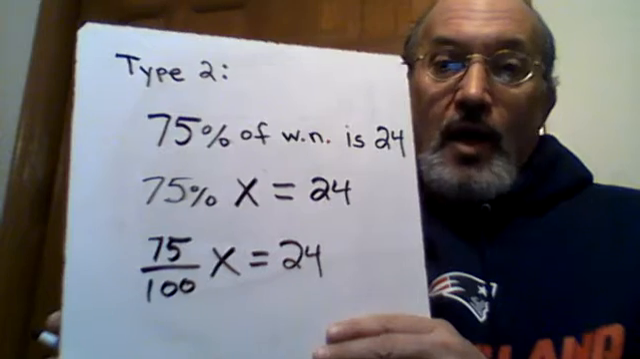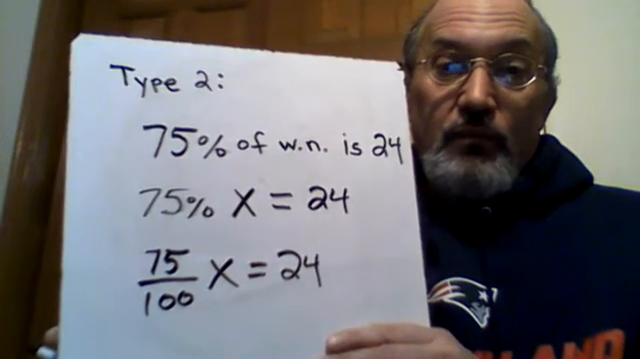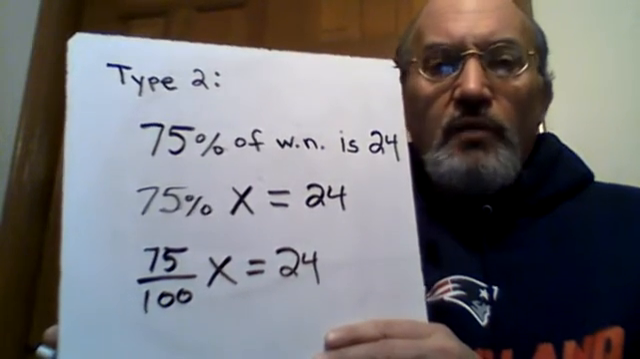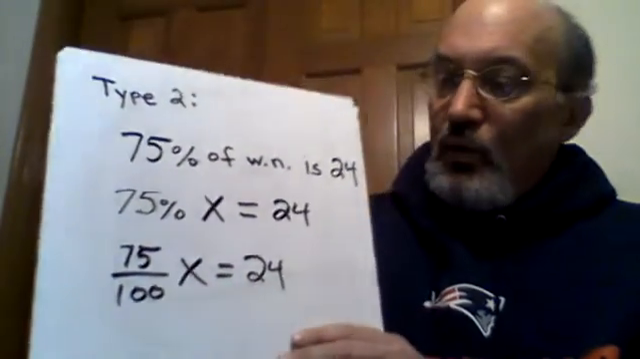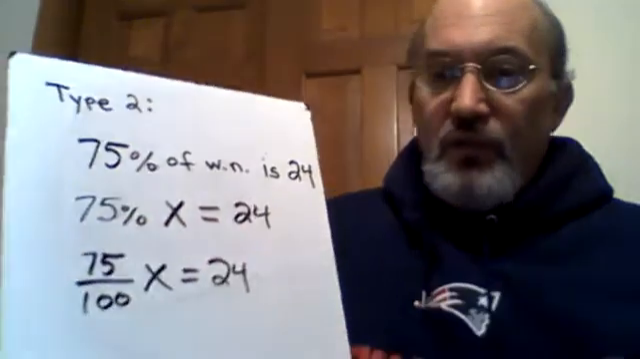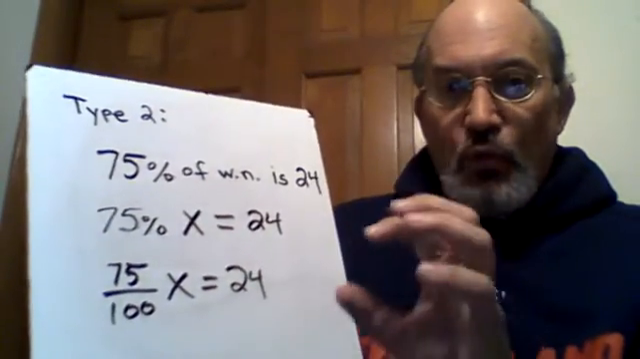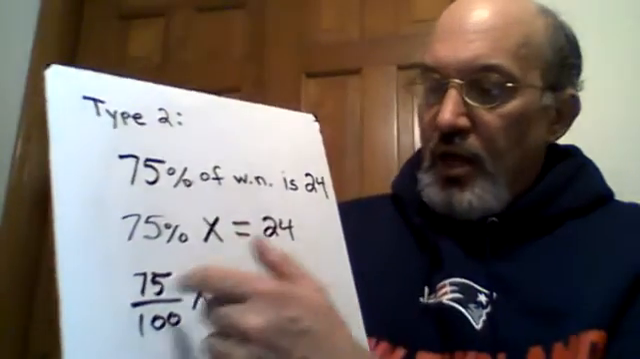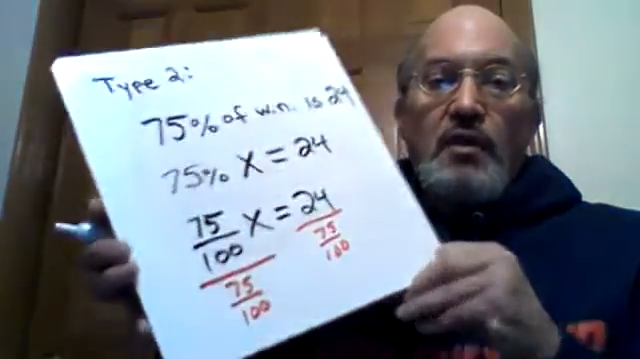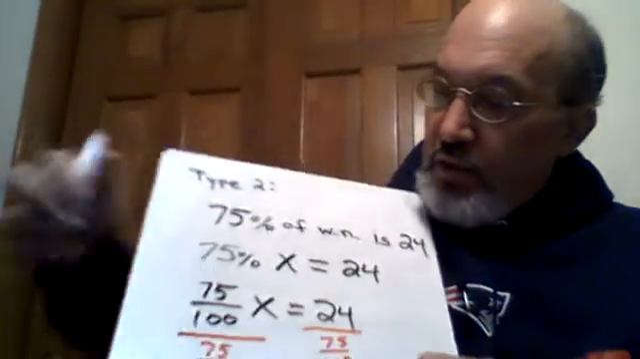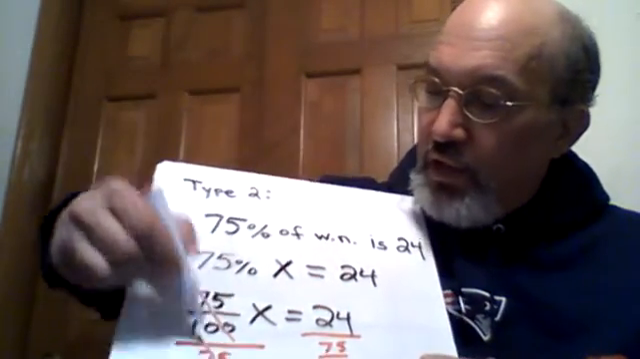Now, I'd probably reduce the fraction at this point to make it easier. But let's go ahead and not do that. Let's work this problem out by just leaving the 75 over 100. This is a one-step algebra equation. A number times x is 24. How do we isolate the x? Well, we divide each side by 75 hundredths. These 75 hundredths will cancel, leaving the x by itself.